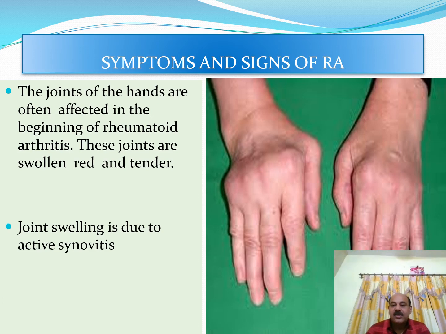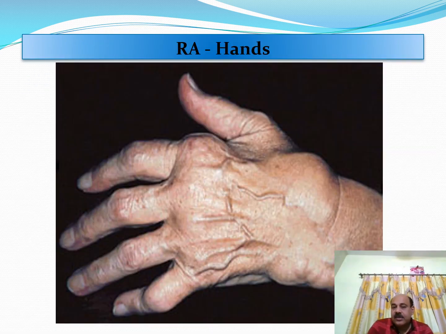Now coming to other signs and symptoms of RA, the joints of hand are often affected in the beginning of RA. These joints are swollen, red and tender. The joint swelling is due to active synovitis, as we discussed earlier also, that invariably in all patients of RA, smaller joints of hand and feet are involved. In this picture also, we can see the huge swelling at metacarpophalangeal joints. In this picture also, we can see the swelling at metacarpophalangeal joints. The wrist joint is also swollen.